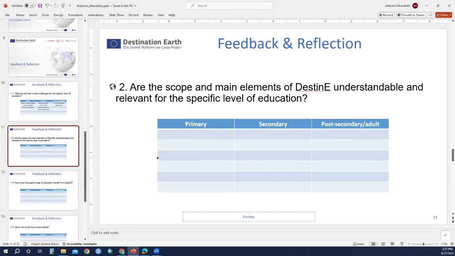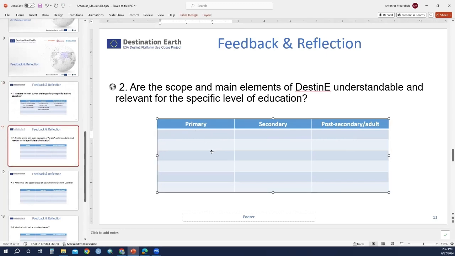But let's go to the second question. Based on what you heard today and what other general knowledge you might have, are the scope and main elements of DestinE understandable and relevant for your specific level of education? So we start over again from primary education. Yes, the majority of them could be relevant with some adjustments. In general, usage of internet and data in early education is considered important to prepare students for higher education. So in that sense, DestinE can also be relevant for primary education.